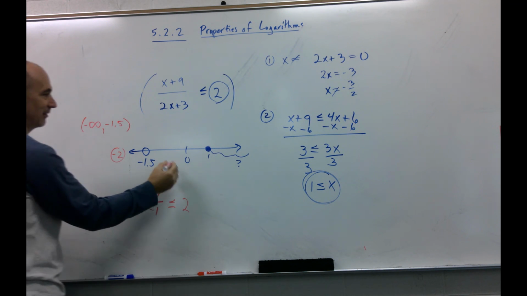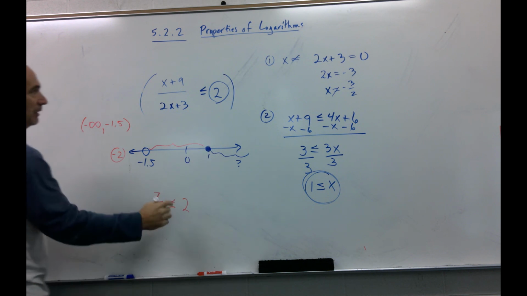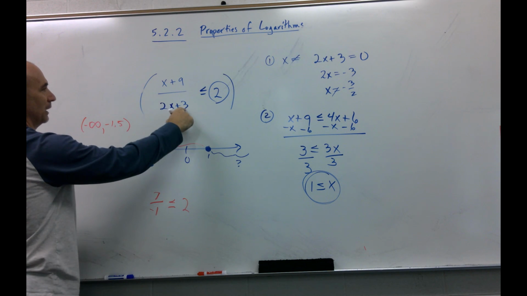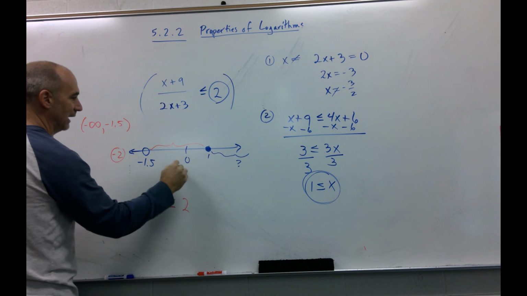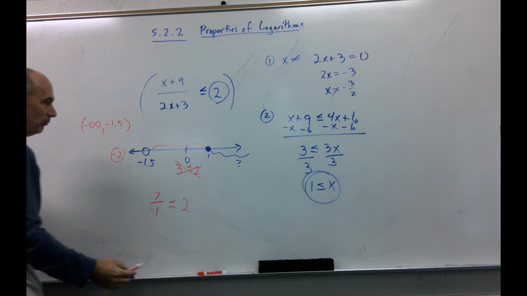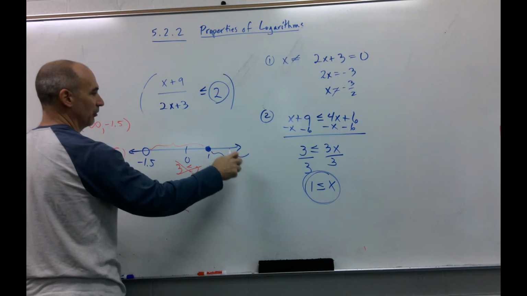Now let's test this space right here. Easiest thing to pop in there is a 0. So that'd be 9 over 3, which is 3. And is 3 less than or equal to 2? No. So now we're going to test this space over here, which is very likely.